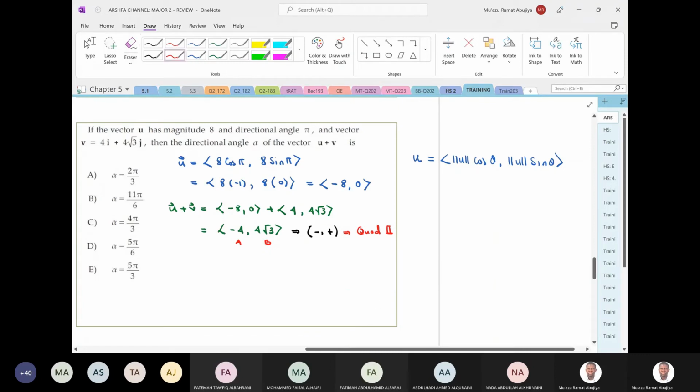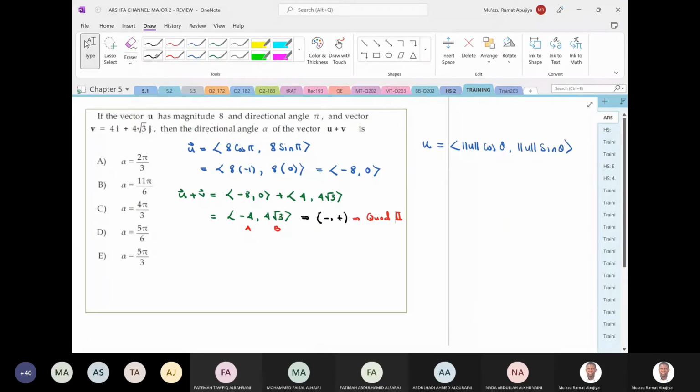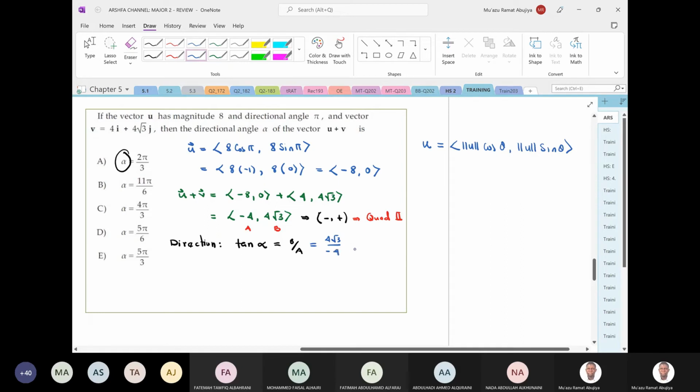So now, let us find the directional angle. To find the direction, what do we use? We use tangent. So for the directional angle, we say tangent of alpha is equal to B divided by A. So what is our B? The B is equal to 4 root of 3 divided by A, which is minus 4. And this is equal to minus root of 3.